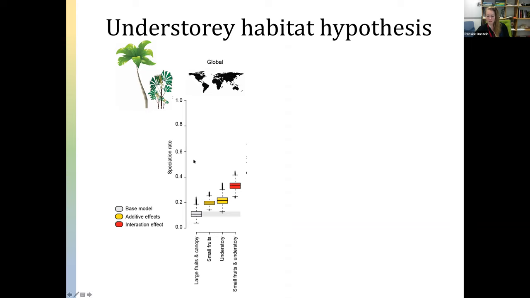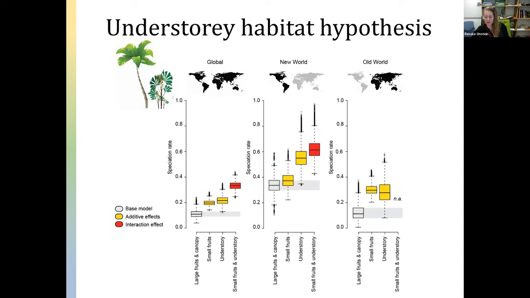So this is then an interaction model where we compare speciation rates of a base model. So that would be large fruits and canopy palms. We see whether speciation rates shift when they evolve small fruits or an understory growth form. And then we see whether there's support for an interaction term. And in this case, there is. So the highest speciation rates are found if you evolve small fruits and you have an understory growth form. If we look at this in different parts of the world, we actually see this interaction term only supported in New World palms and not in Old World palms.